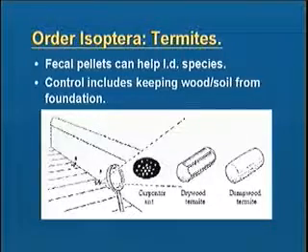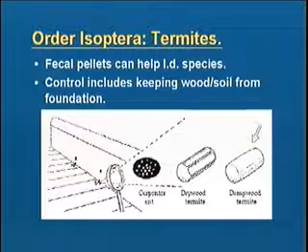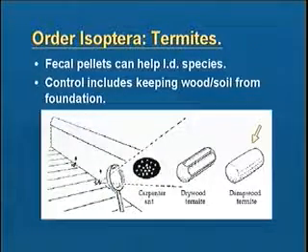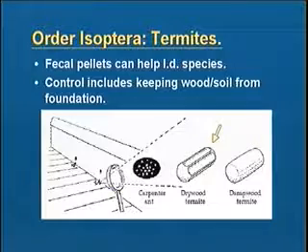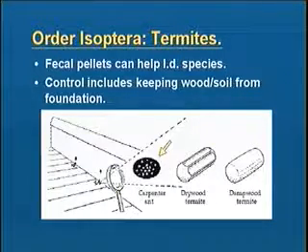The fecal pellets can help you identify species. So if someone brings in, what are these in my house, you can perhaps get an idea if they're a dampwood termite by the smoothness of the fecal pellet. These are hexagonal in shape, the drywoods. And I think carpenter ant is just frass. I think that's what that's showing. And as I said, control includes keeping the wood and soil from touching the foundation.